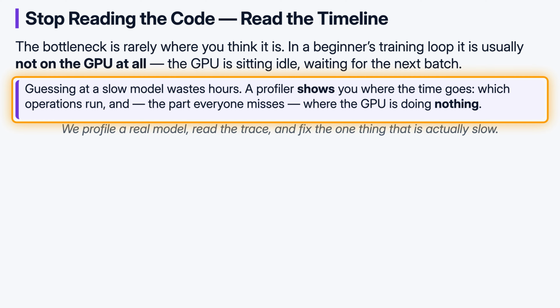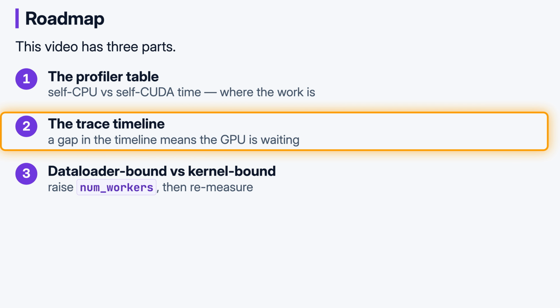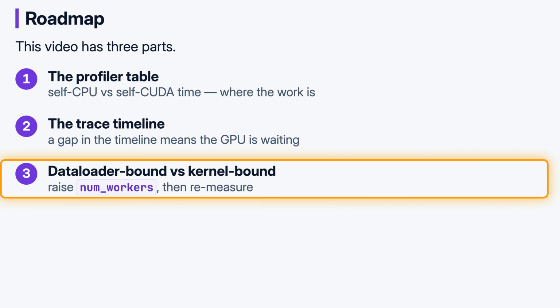This video has 3 parts. First, the profiler table. Self-CPU versus self-CUDA time, that is where the work is. Second, the trace timeline. A gap in the timeline means the GPU is waiting. Third, Dataloader-Bound versus Kernel-Bound. We raise num workers, then remeasure on the same axes.